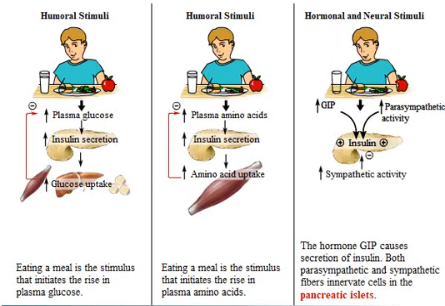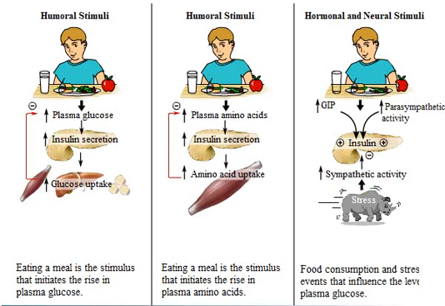Sympathetic fibers become active in response to stress. Regulating the supply of plasma glucose is a very important part of the stress response when immediate physical action may be needed. Food consumption and stress are events that influence the levels of plasma glucose.